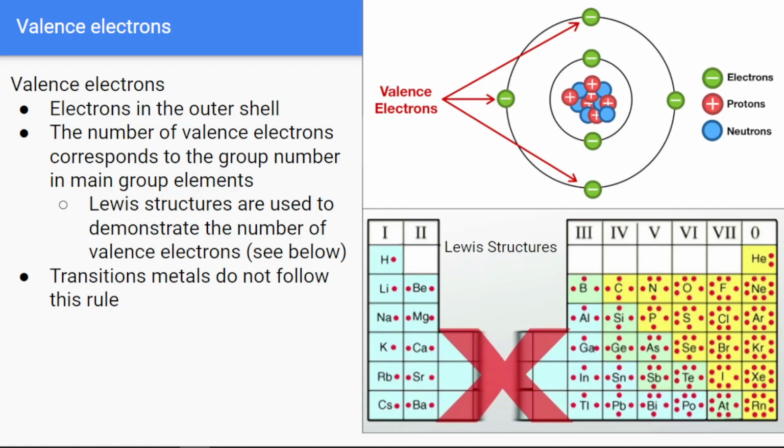Valence electrons, so these are the electrons on the outer shell, and you can determine the number of valence electrons that an atom has by the group. So group 1 elements, they all have 1 valence electron. Group 2 elements all have 2. We skip the transition metals. Group 3 has 3, 4, 5, 6, 7, 8.